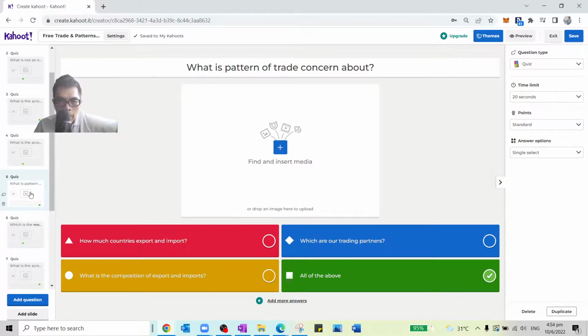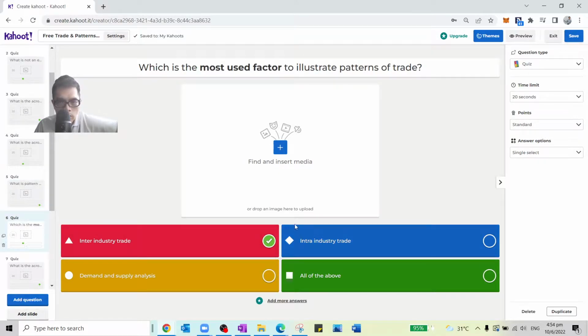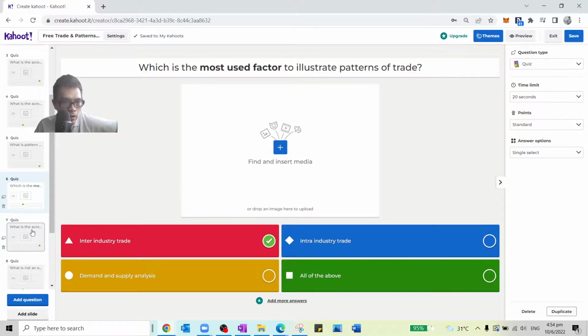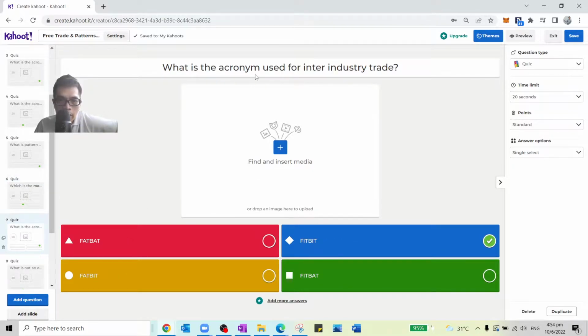Okay, pattern of trade is concerned about how much, who or which our trading partners, and composition of our exports and imports, which is all of the above. What is the most used factor to illustrate patterns of trade? Most used, okay, inter-industry. The other two are hardly used. So no Fitbit by heart. What is the acronym used? Fitbit. Okay, I believe everyone got it right.